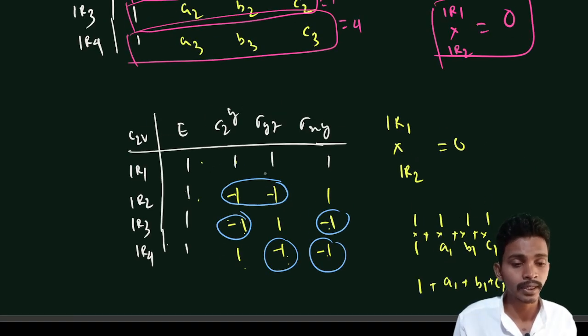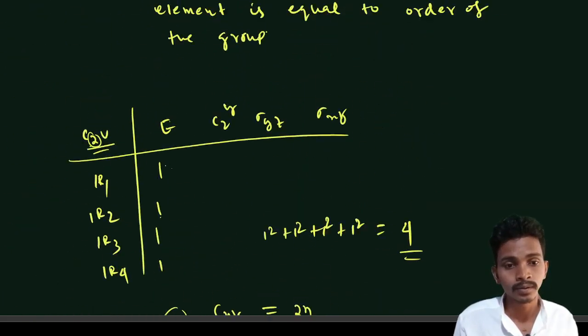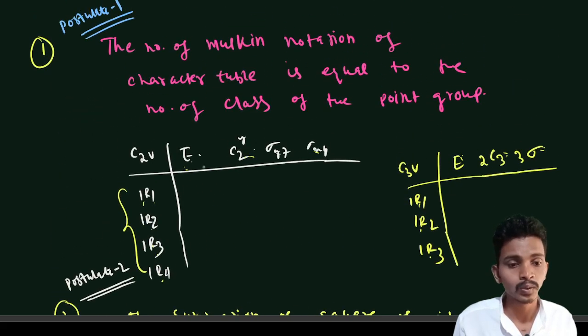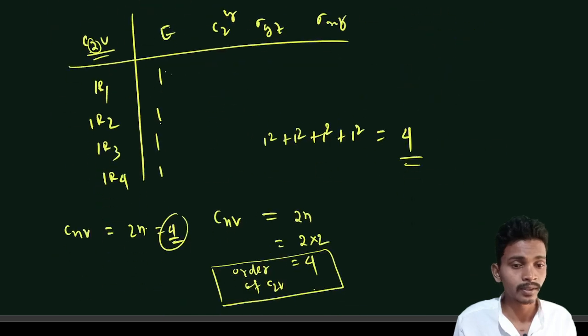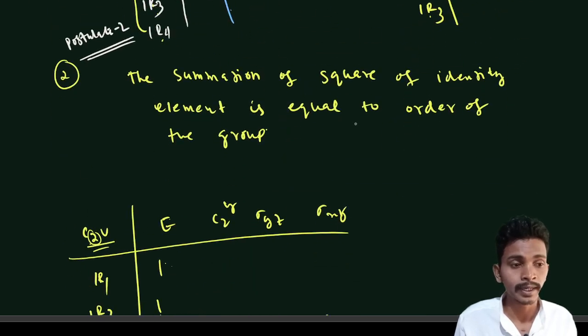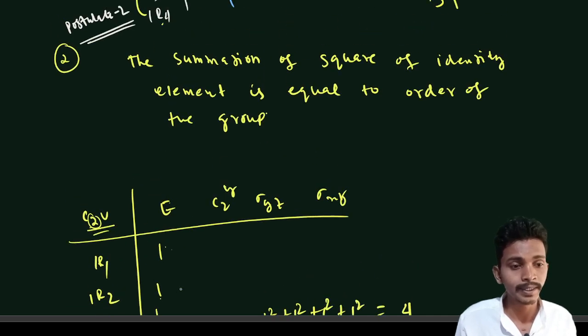So these characters I draw by using the 4 postulates. Postulate 1 I use to get the identity elements, to know how many irreducible representations, not symbols, I have to draw. And postulate 2 I take to get the identity elements, that is, the sum of the squares of the identity elements is equal to the order of the point group.